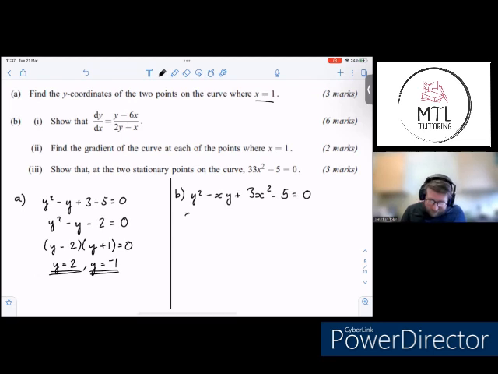So by that I mean 2y differentiated with respect to x becomes, y squared. When we differentiate with respect to x, we get 2y, just as if we were differentiating with respect to y. But because it's with respect to x, we get 2y dy by dx.